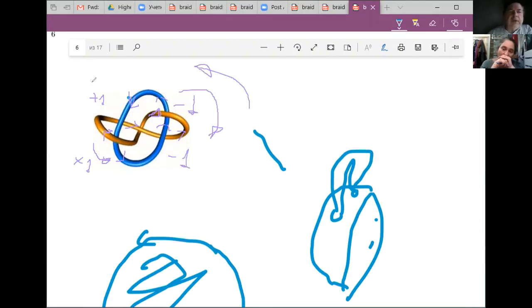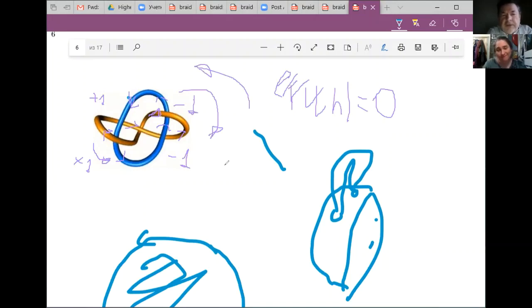Again, we are getting -1. So let us calculate. We should get an even number: 1 + 1 - 1 - 1. We get that the linking number of Whitehead is 0. So you see, what is the moral of this? That linking number is not so powerful an invariant.